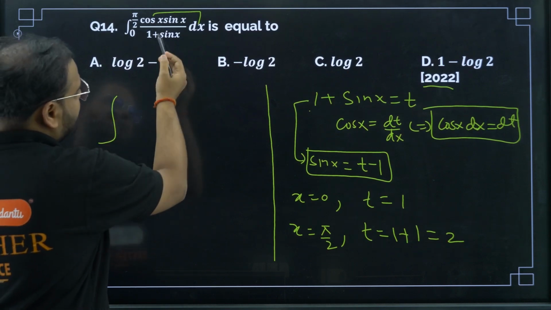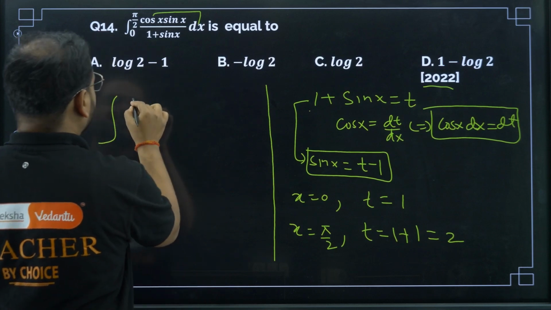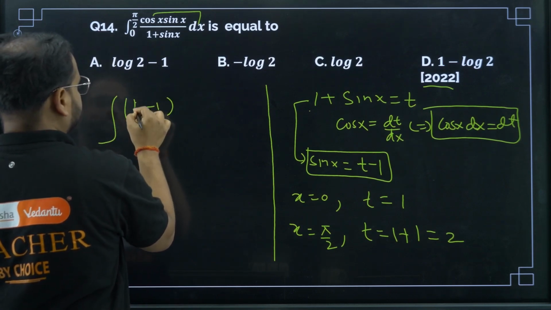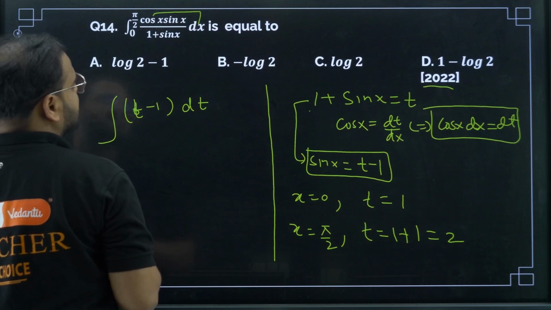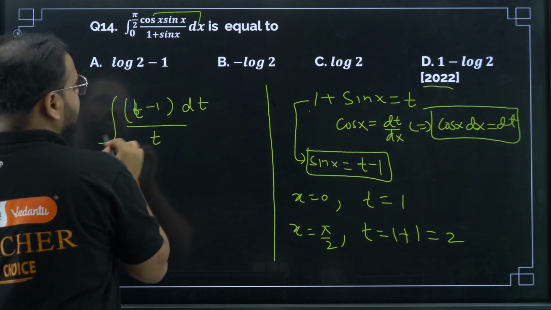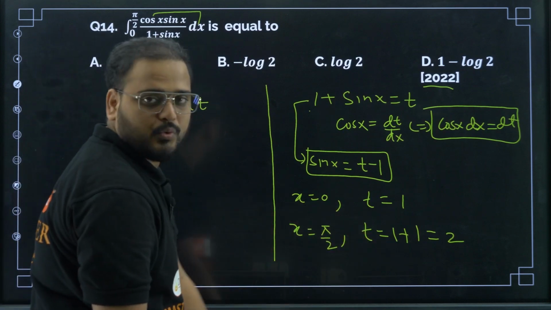So cos x dx will become simply dt. So sin x, how much is that? t minus 1. So I will write it as t minus 1 over t dt, with the limit from 1 to 2. Right? 1 to 2. No problem here.